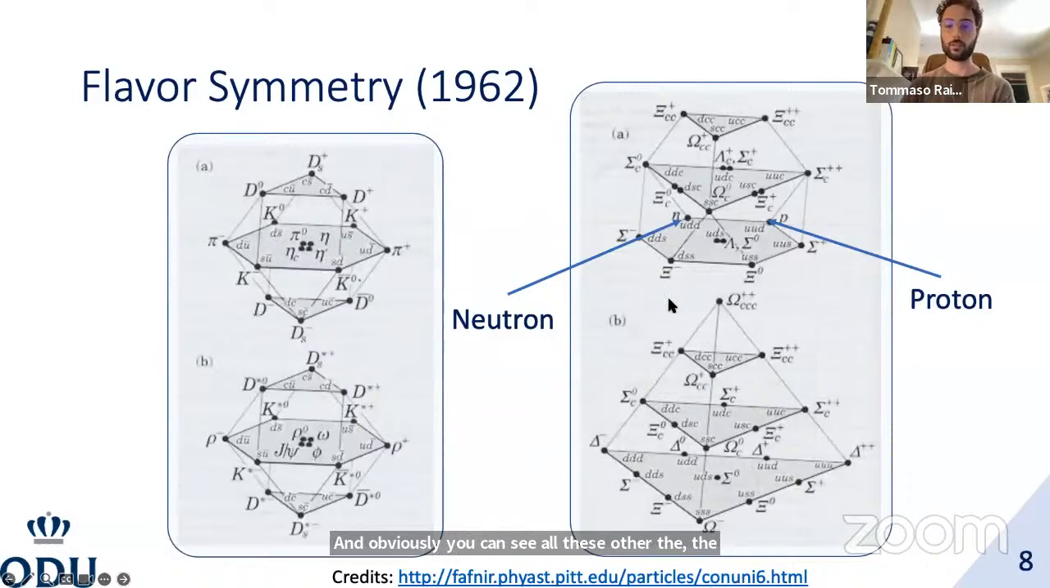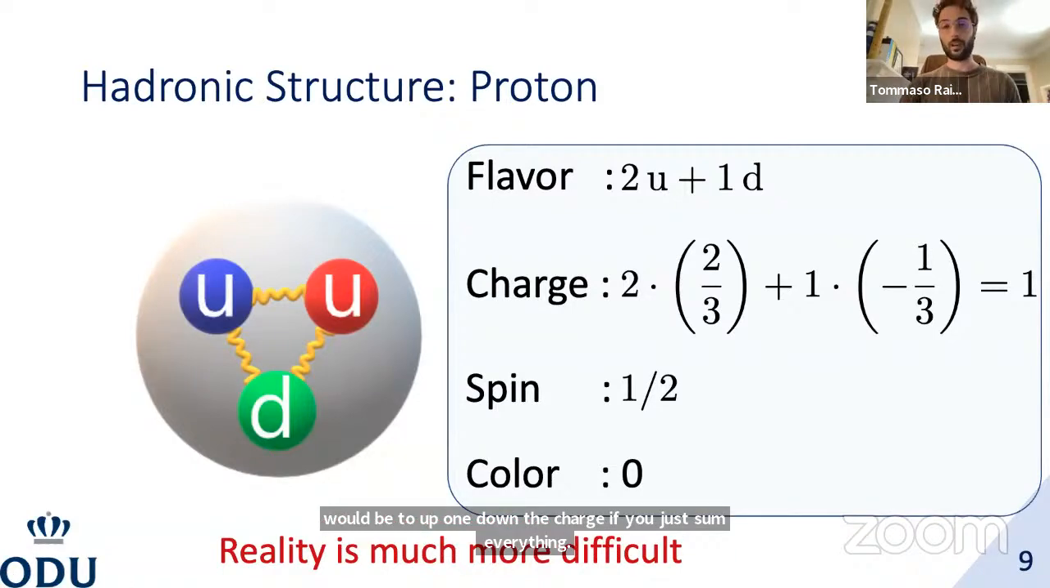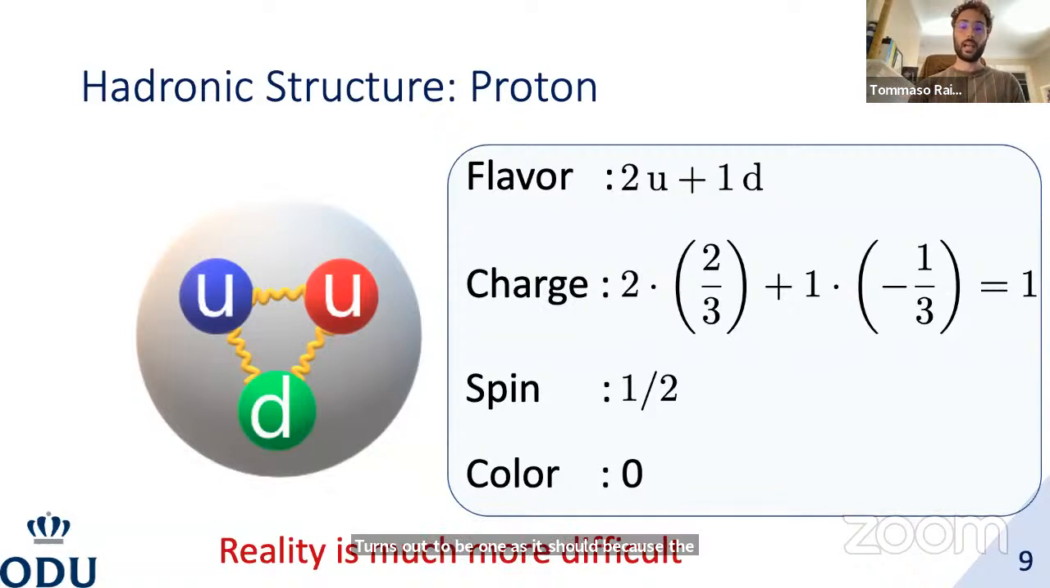There are really many, many hadrons. And so if you just rely on flavor symmetry, you would end up with a picture like this for the proton. So it's a ball composed of two same balls of up quarks and one down quark. And so the flavor component of that would be two up, one down. The charge, if you just sum everything, turns out to be 1, as it should, because the proton has charge +1. It's in a configuration such that the spin of the proton is 1/2.